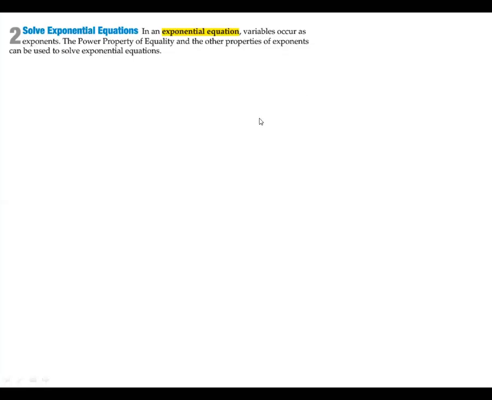Okay, so solving exponential equations. In exponential equations, variables occur as the exponents. So the power property of equality and the other properties of exponents can be used to solve exponential equations. What am I talking about?